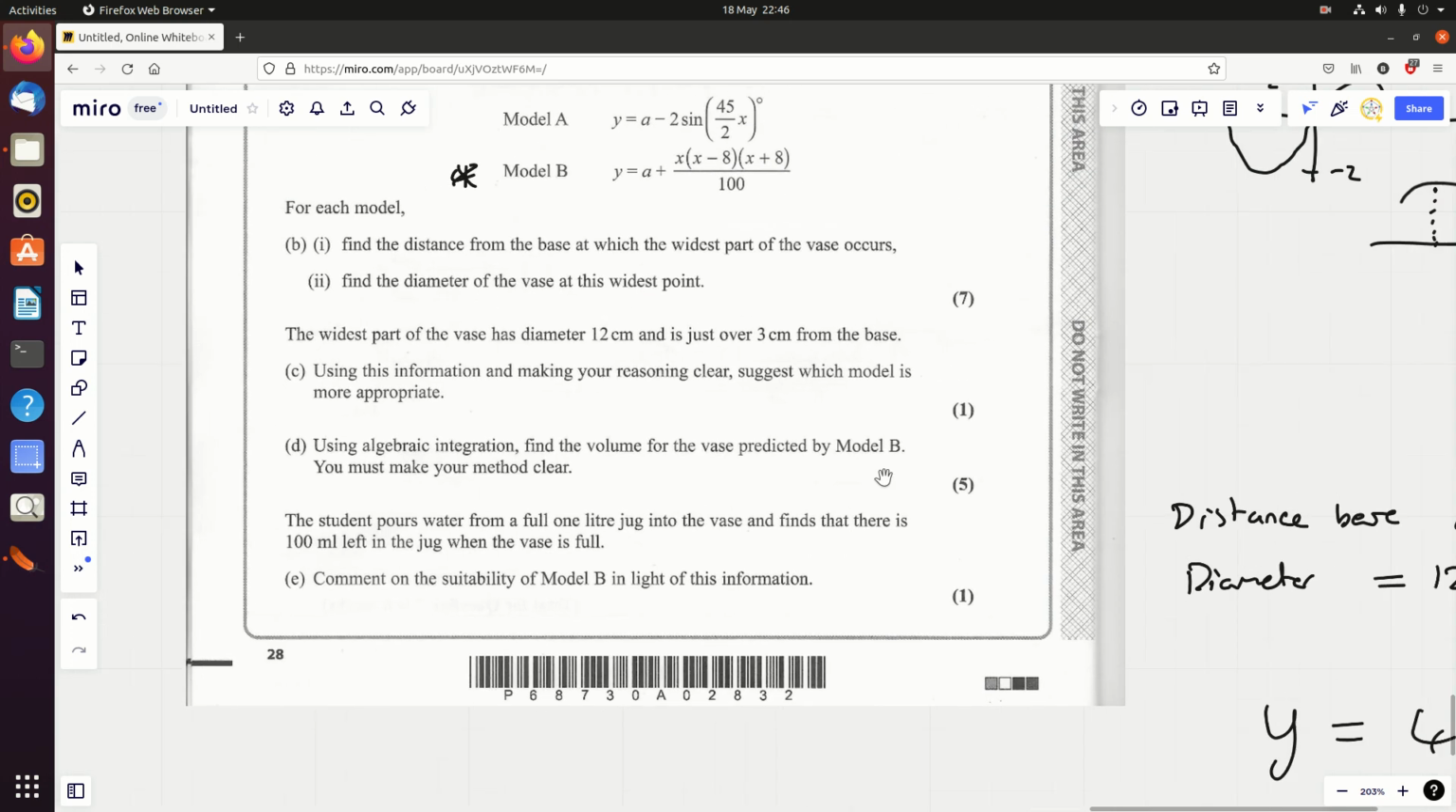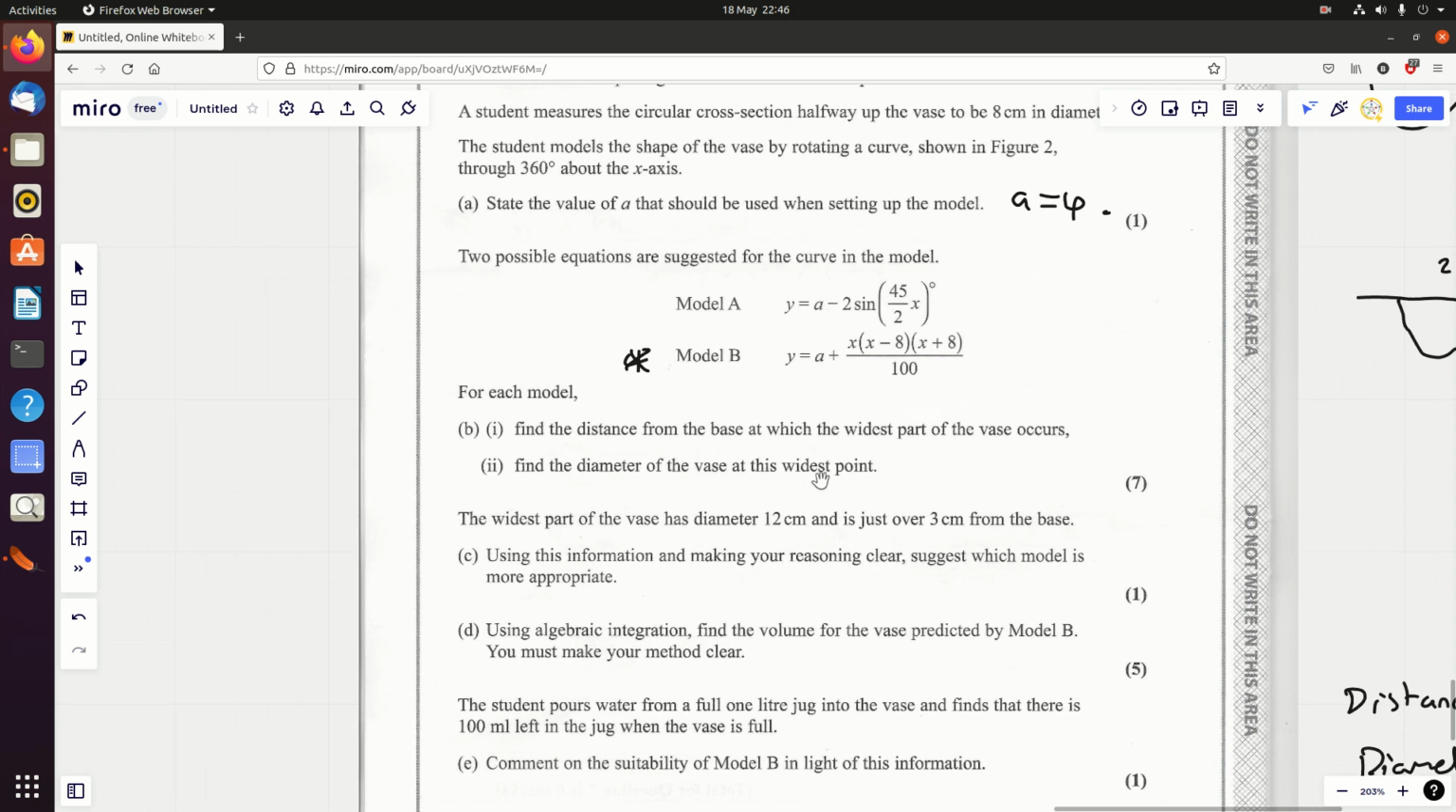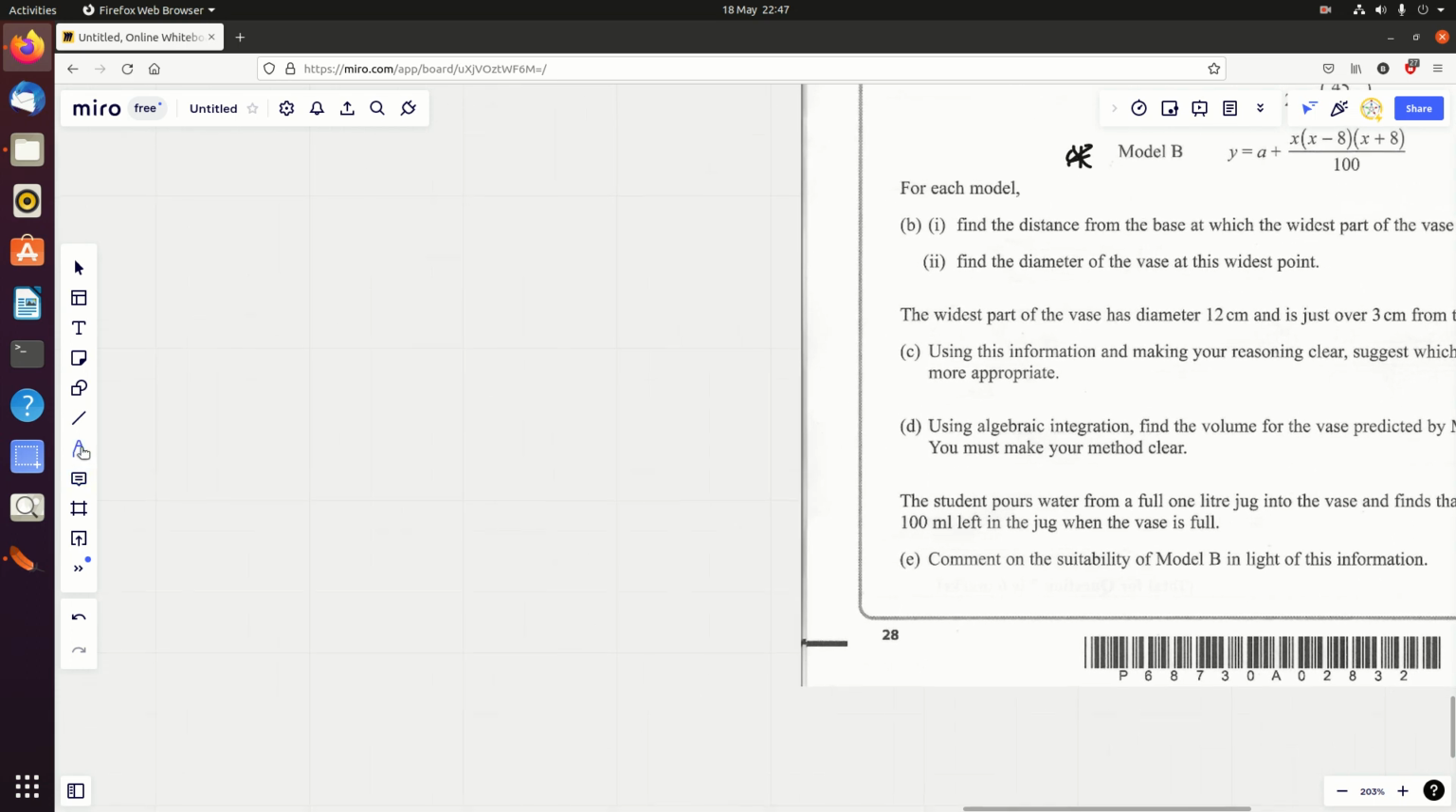And the last bit of the question, I'm just rushing now because I want to get some sleep in a minute. Using algebraic integration, find the volume for the vase predicted by model B. You must make your method clear. Now, I really wonder here, I'm going to do some Edexcel examining after doing this paper, because I want to know if you can get away with doing something here.